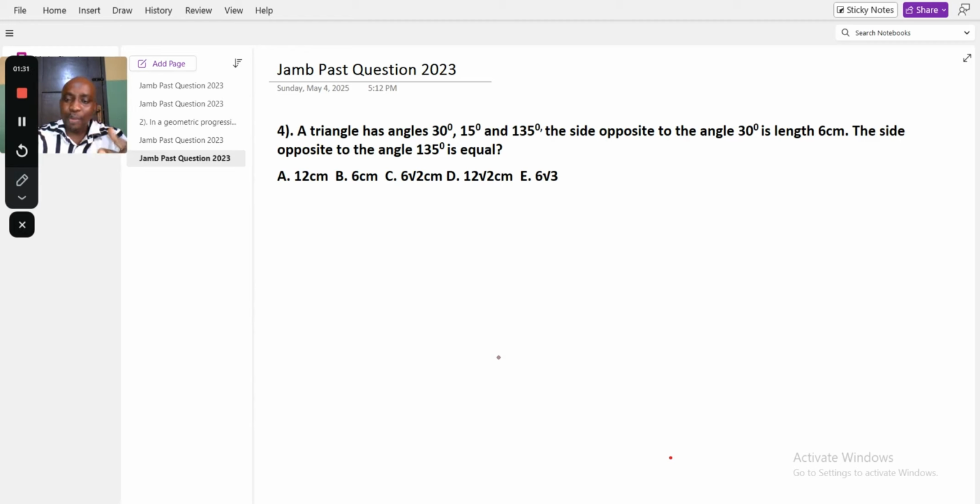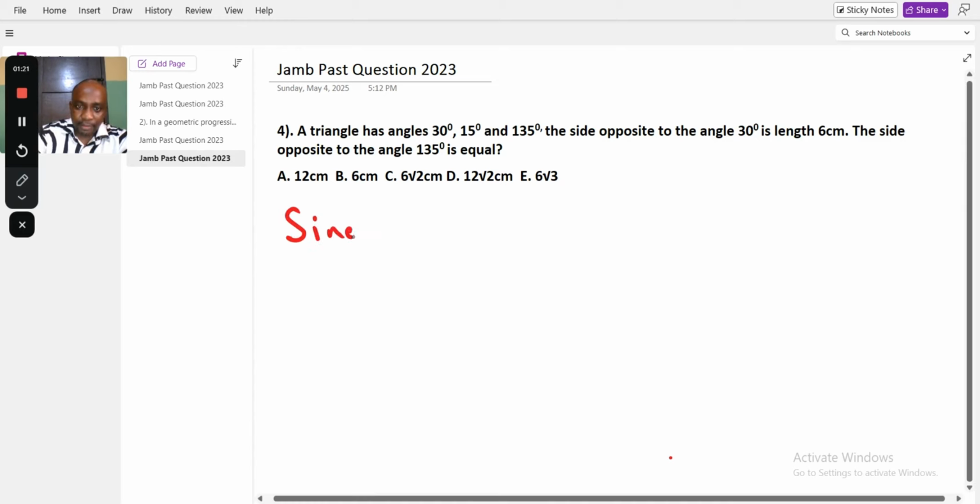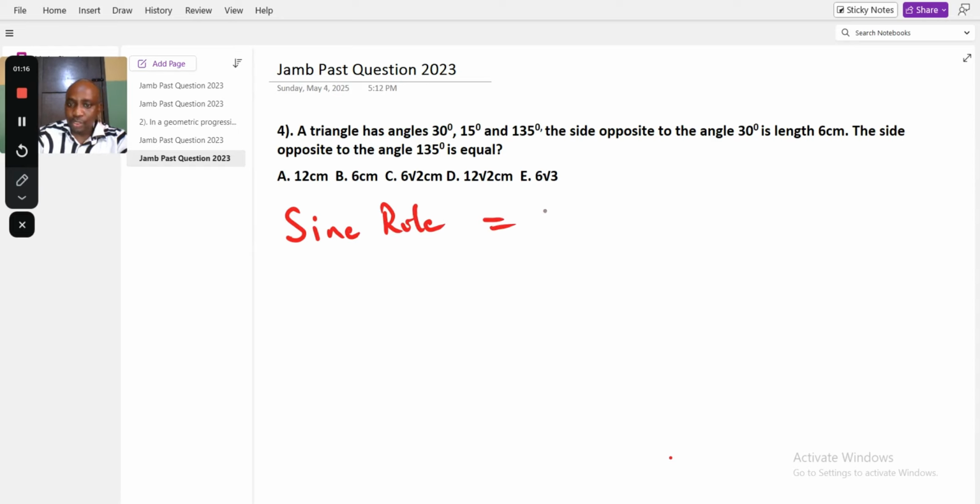Now, the formula we are going to use for this question: when you see something like this, you are going to use the sine rule. The sine rule formula is what you are going to use. a over sine A, where capital A is not sin, it's sine, equals small b over sine B. The small letter represents the side, while the capital letter represents the angle.